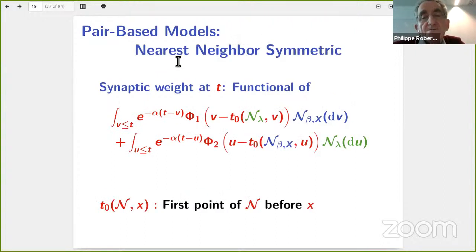And if you look at the nearest neighbor symmetrical, then for a given postsynaptic spike, you just look at the last presynaptic spike before V. So V minus this quantity is just the time between the last presynaptic spike before V. And of course, the increment at the time is phi1, and at time t, it's with exponential decay. And Tn of x is simply the first point of the point process n before x. So it's less pleasant than the all-to-all model, but still you can represent it in some way as a functional of the two point processes. Okay, so this is what I wanted to say about the pair-based model.